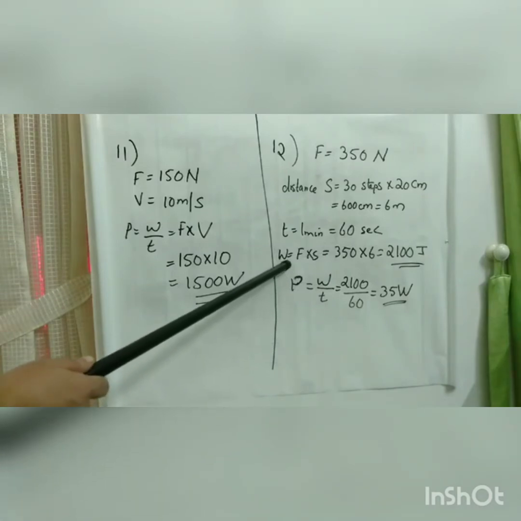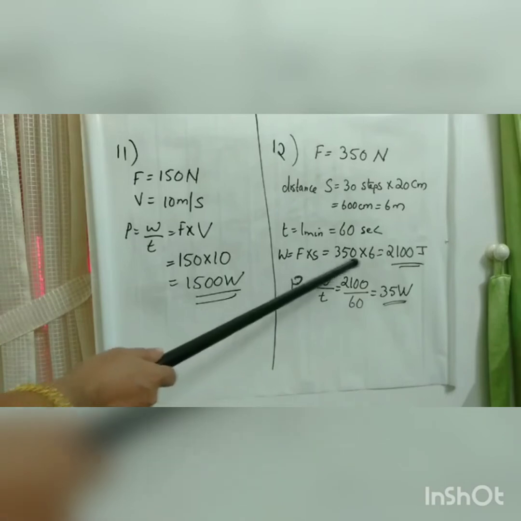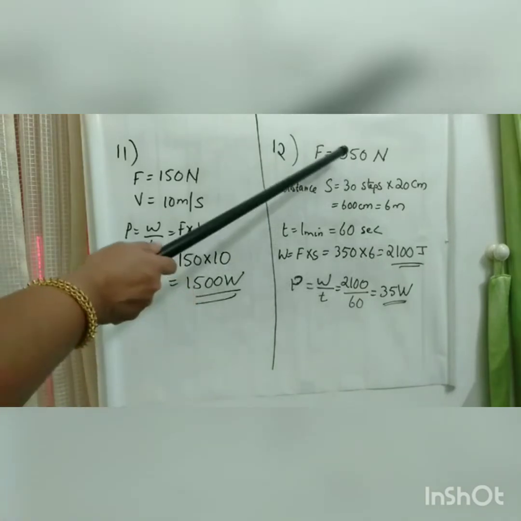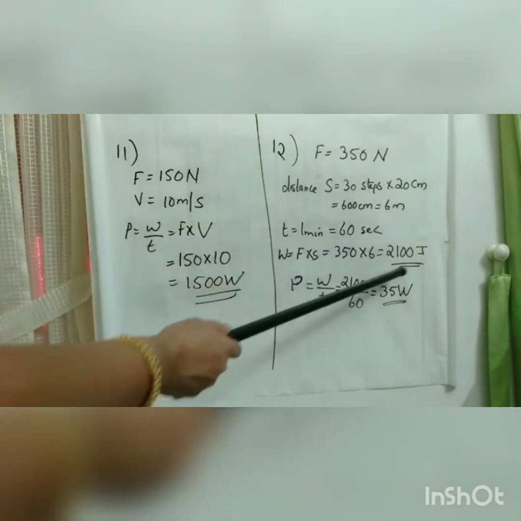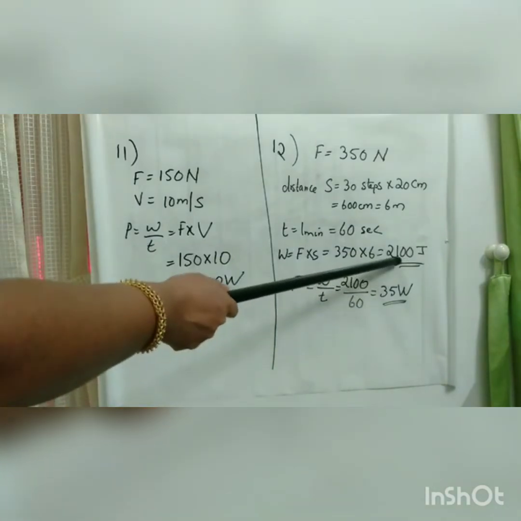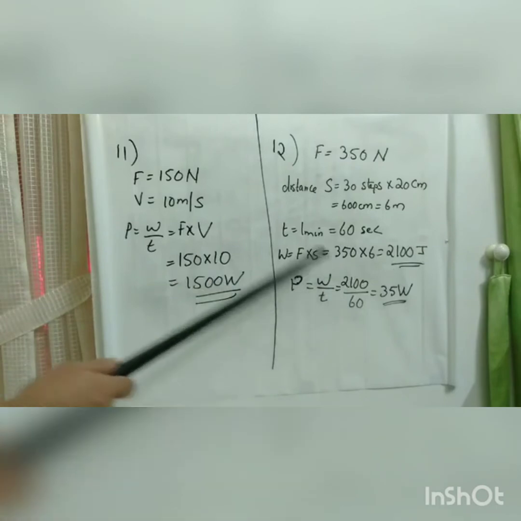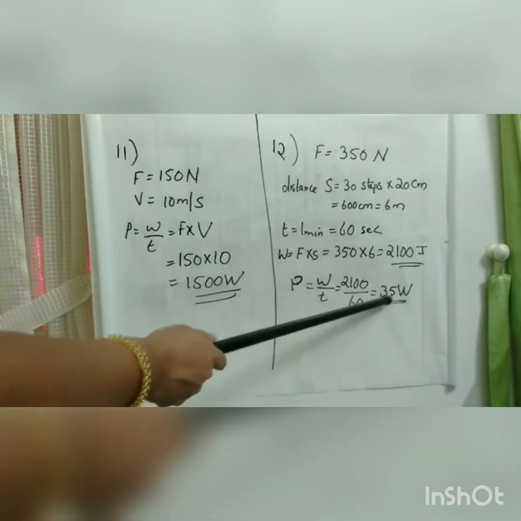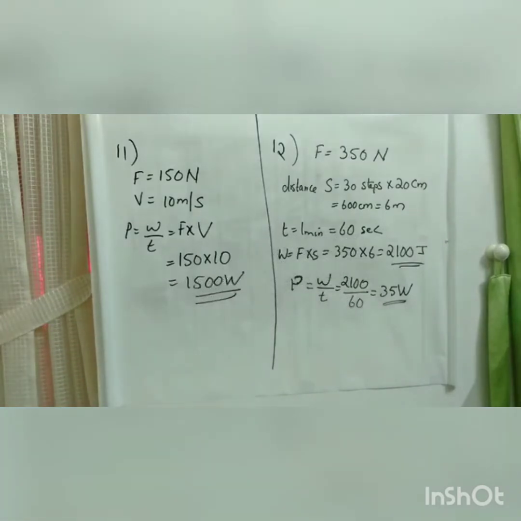So we have the formula. Work done is force into displacement. 350 into 6. Force into displacement. You will get 2100, and the power is work by time. Work is 2100, time is 1 minute, that is 60 seconds. You will get 35 watt.